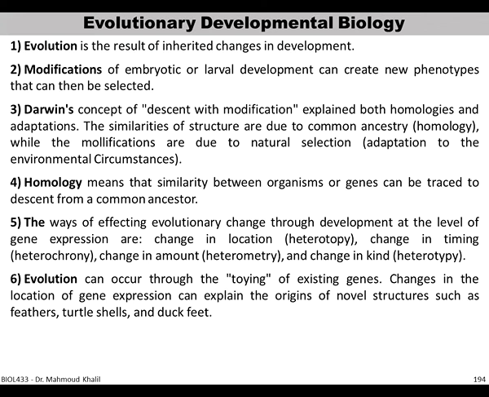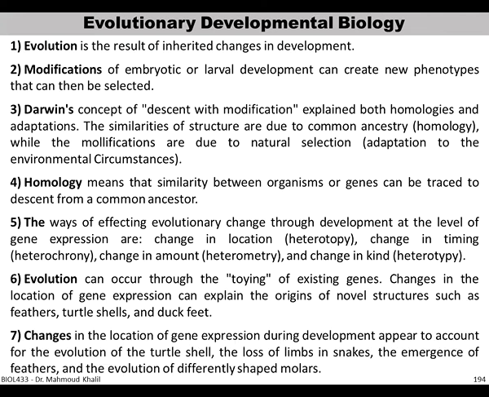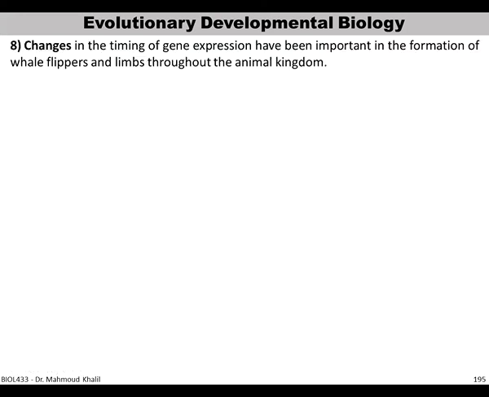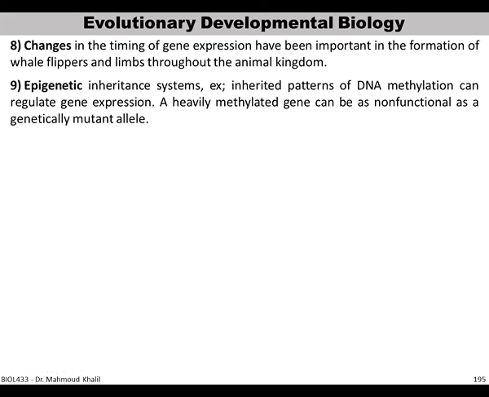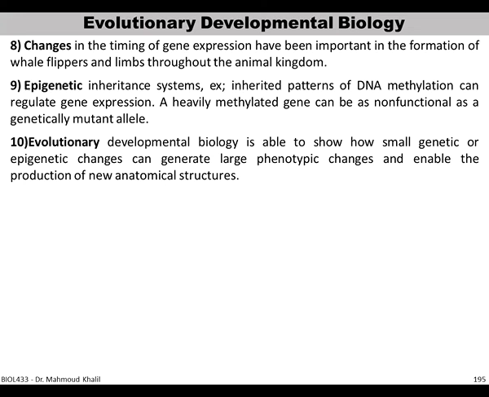Changes in the location of gene expression can explain the origins of novel structures such as feathers, turtle shells, and duck feet. Changes in the timing of gene expression have been important in the formation of whale flippers and limbs throughout the animal kingdom. Epigenetic inheritance system, for example, inherited pattern of DNA methylation. So when a gene is heavily methylated, it will be switched off. It's the same as if the gene is genetically mutated, because it has no function.